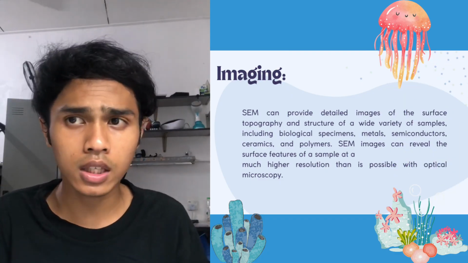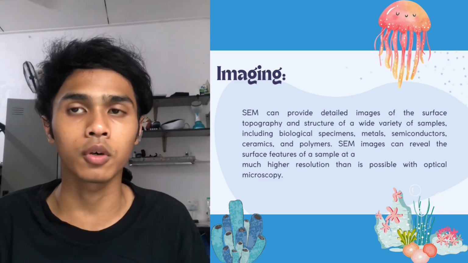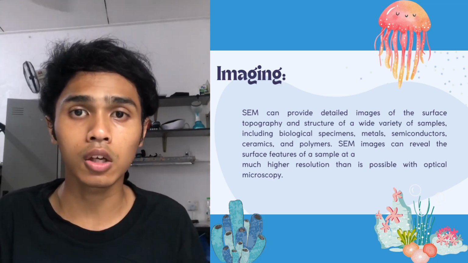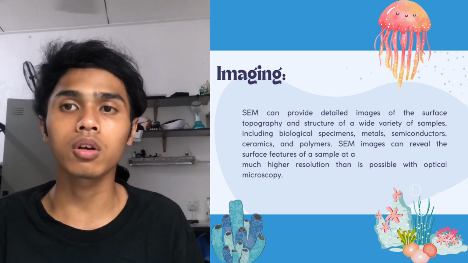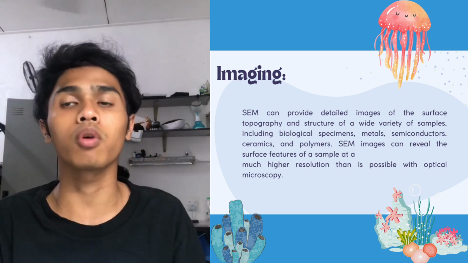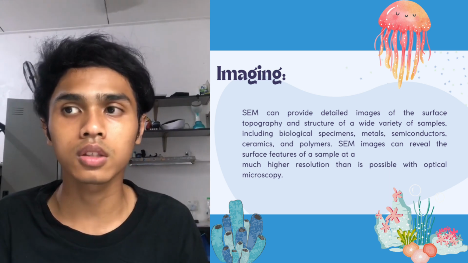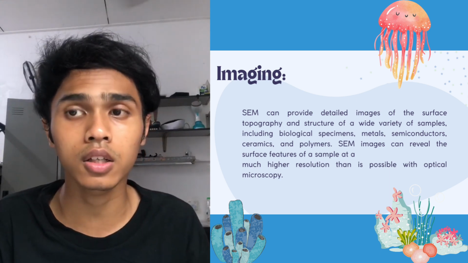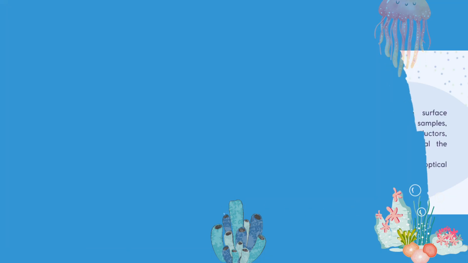SEM can provide detailed images of the surface, topography and structure of a wide variety of samples, including biological specimens, metals, semiconductors, ceramics and polymers. SEM images can reveal the surface features of a sample at much higher resolution than is possible with optical microscopy.